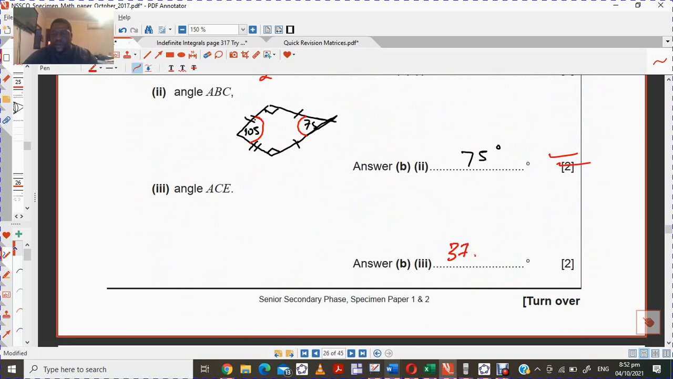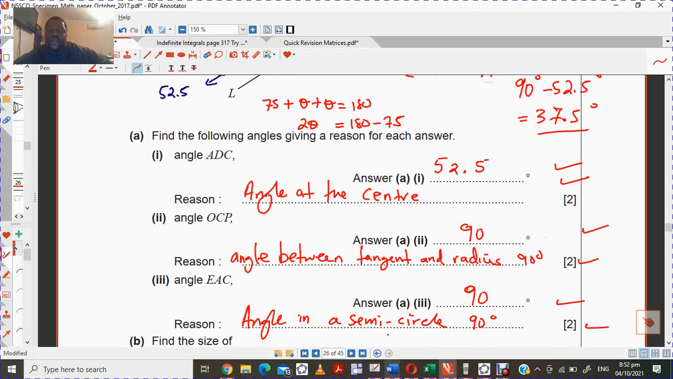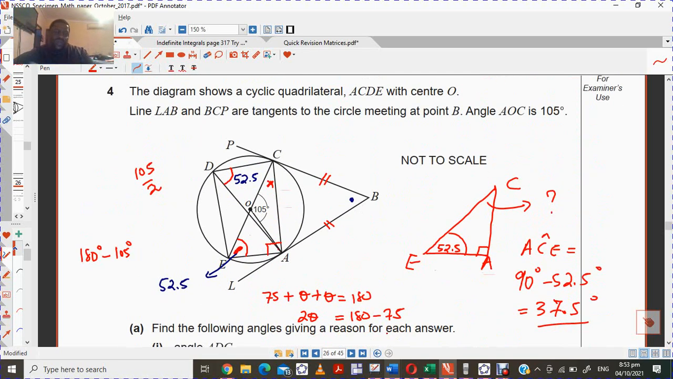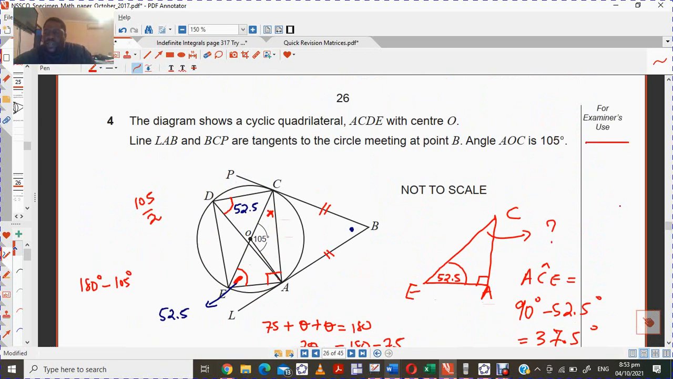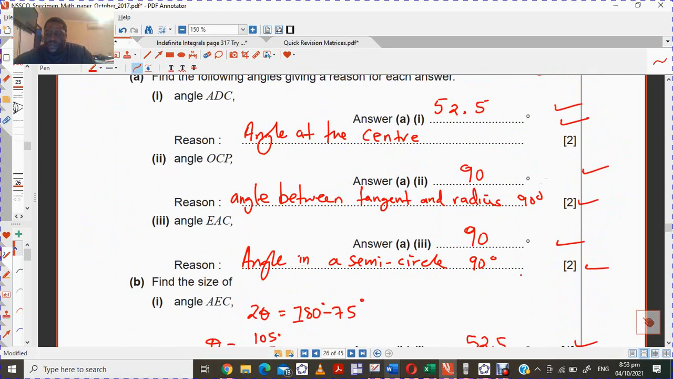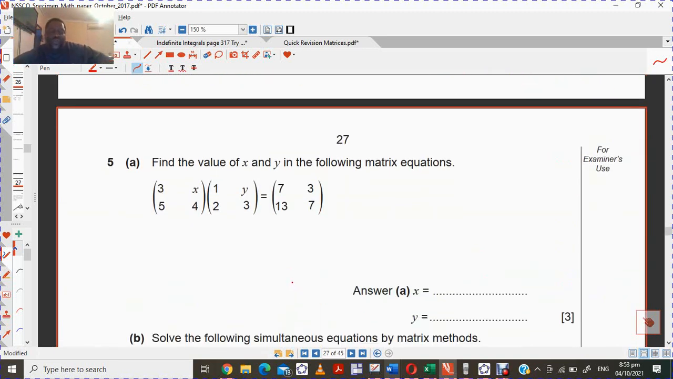So it's 37.5 degrees. I hope you realize that as you are getting questions of this nature, you have to work on the diagram. You have to do some side work. But please don't write on this margin that is written for examiners' use. This is actually where the marking is taking place. Right, let's get to question 5.